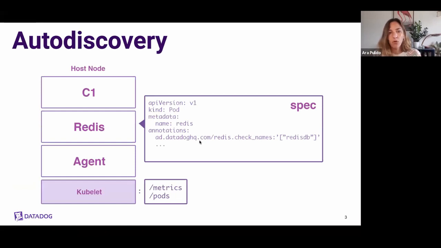This is an example of how we can do it as well for Redis. This is what we call Autodiscovery. So if you have any questions about Datadog Autodiscovery, just Google that. I will also leave links, but it's a very powerful way to make sure that all the pods are running the checks that are necessary.